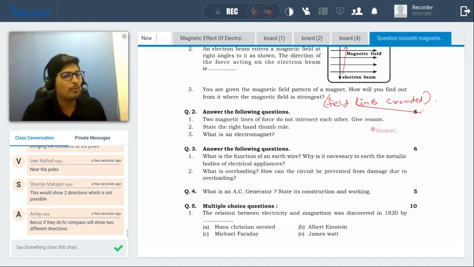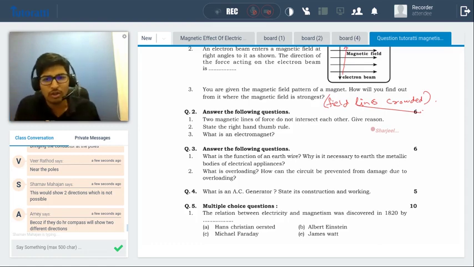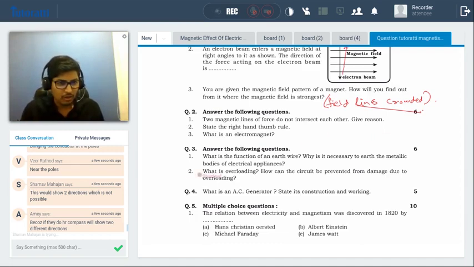Say the right hand thumb rule. I think we just did it. I'm sure you know this, so we're not going to do this. What is an electromagnet? A super easy question for 2 marks. Oh my god. What is an electromagnet? Amaya, good job, you also said the right answer.